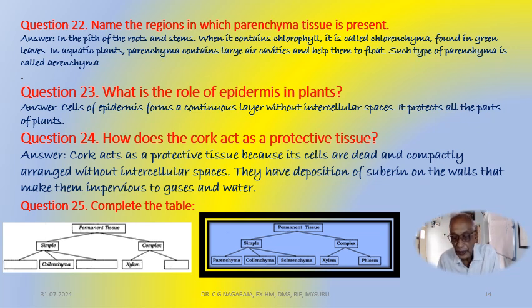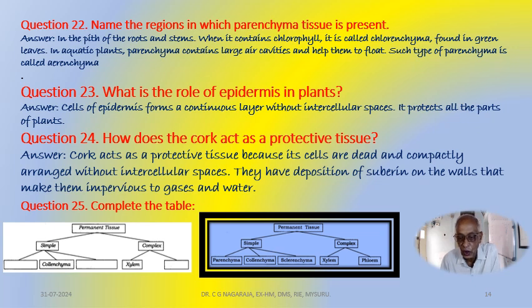In aquatic plants, parenchyma contains large air cavities and helps the aquatic plants to float. Such type of parenchyma is called aerenchyma. See, this is a very complex question. You try to understand, there are 3 different answers given in one answer. Try to read this question carefully and answer carefully.